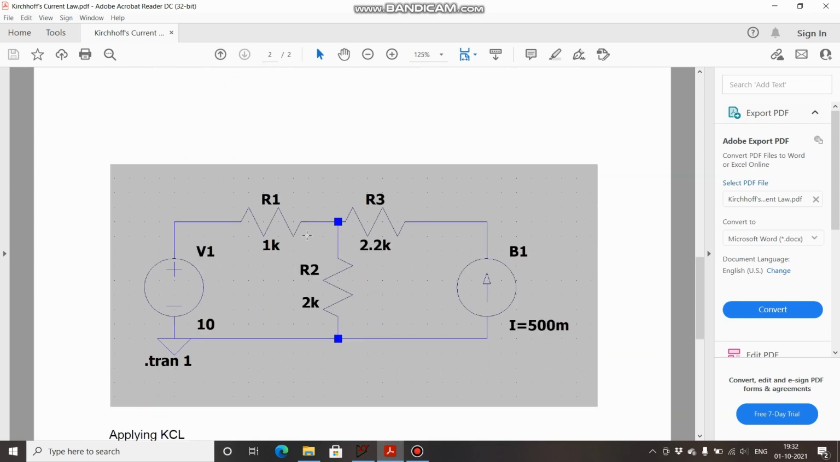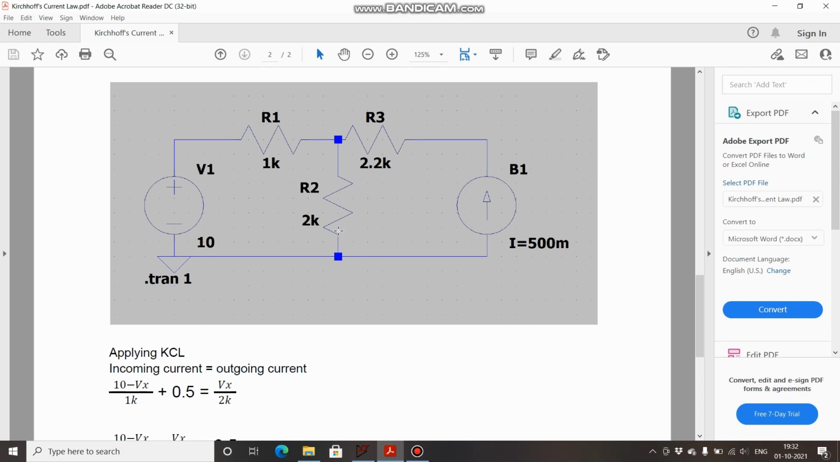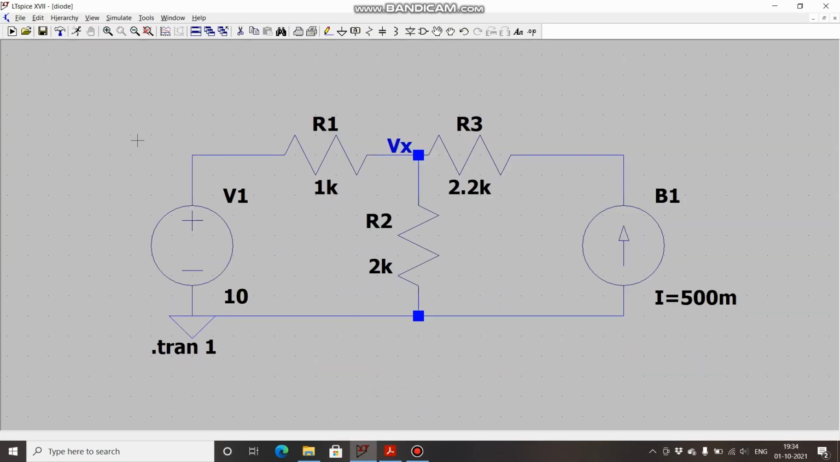Here is a circuit that we are going to solve, and we are going to find this nodal voltage. This is our circuit on LTspice. Over here you can see there is a current source of 500 milliamperes, a voltage source of 10 volts, and this is a resistive network.